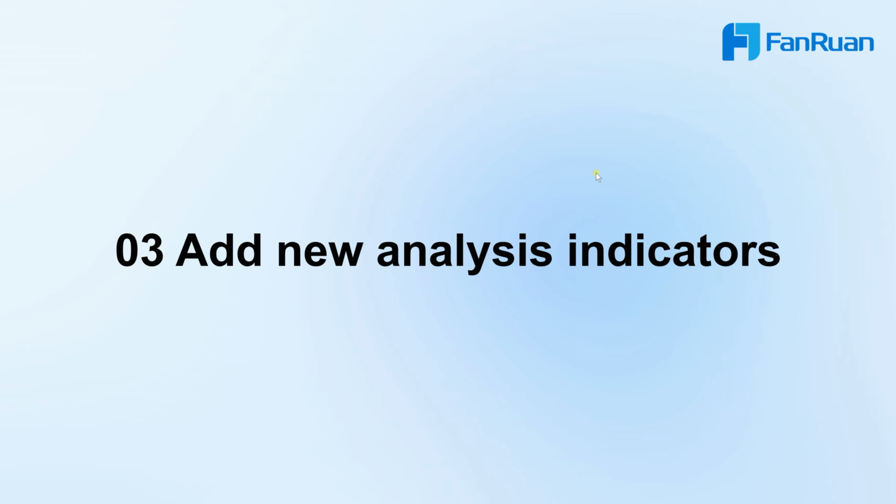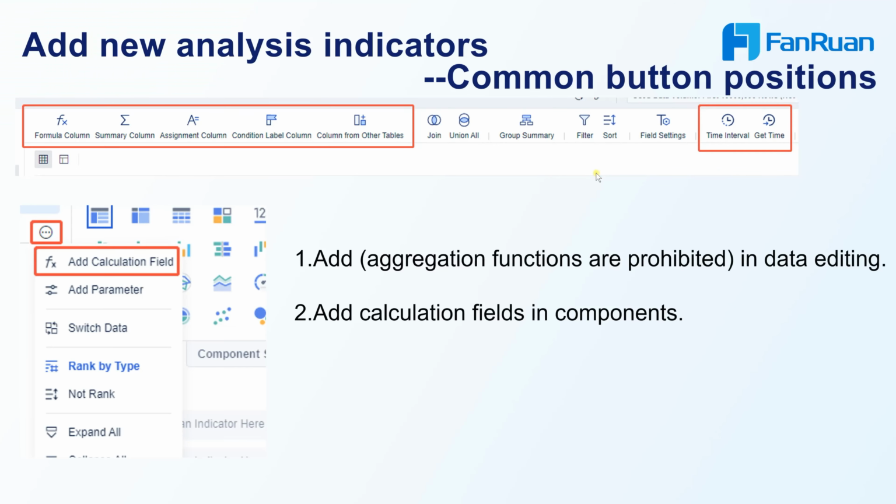Add new analysis indicators. Firstly, I would like to state that there are two common ways to add new analysis indicators. The first is through data editing, where we can use the prepackaged functions in the top row. The second way is during the component editing process, where we can add calculation fields. These two methods are commonly used to add new analysis indicators.